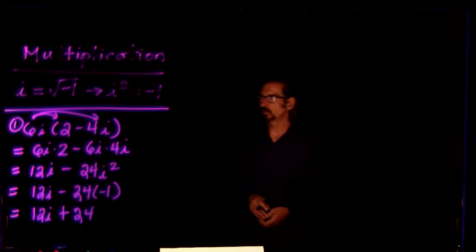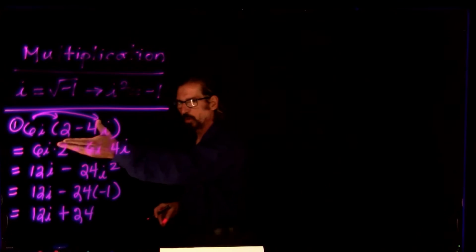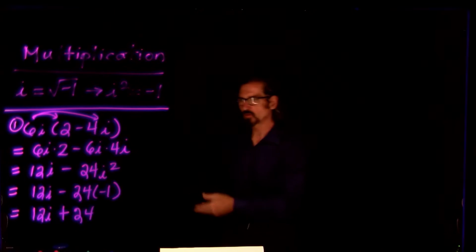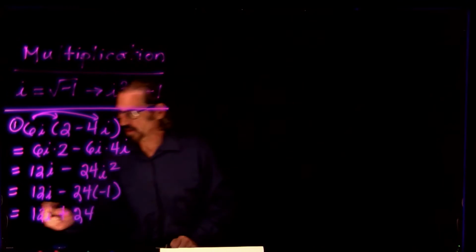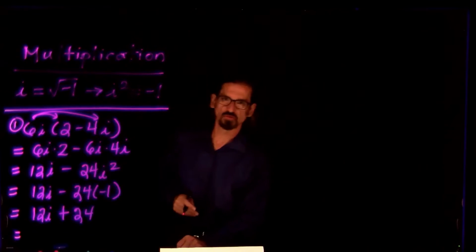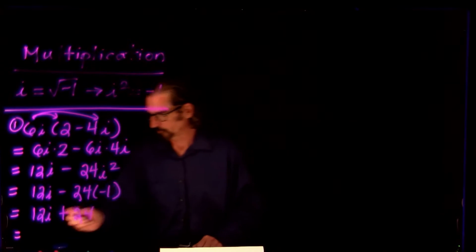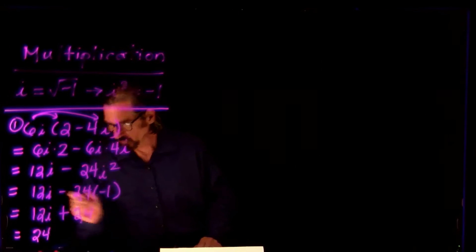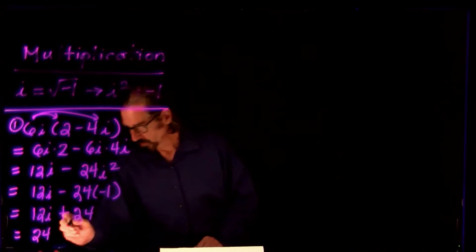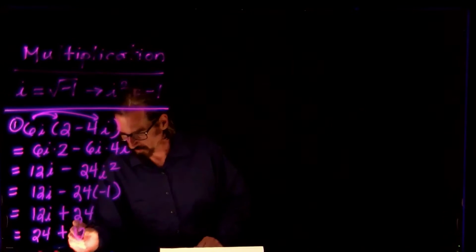And we're getting something here that is saying we've multiplied two complex numbers. We're getting something that is a complex number. We're going to write it in that a plus bi form. That's the standard form of a complex number. So using the commutative property of addition, 24 plus 12i.